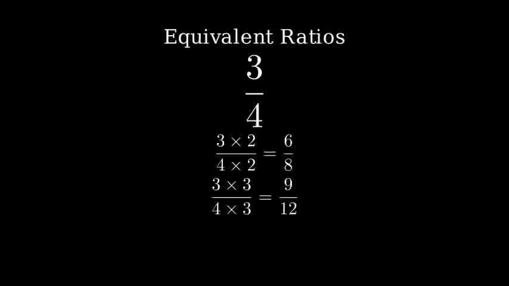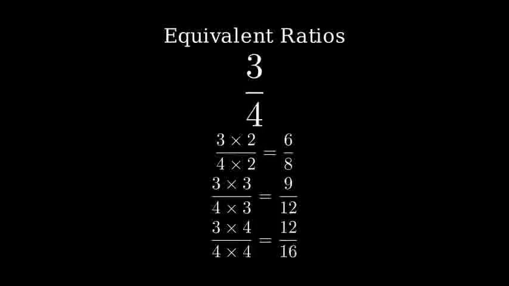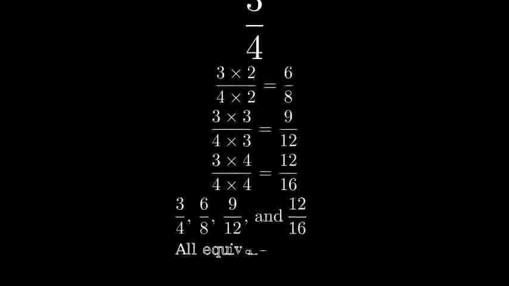Now, let's try multiplying both the numerator and the denominator by 4. Keep that in mind because this will result in another equivalent ratio. We now have 12/16. To summarize, we have successfully found equivalent ratios for 3/4 by multiplying both the numerator and denominator by the same number.